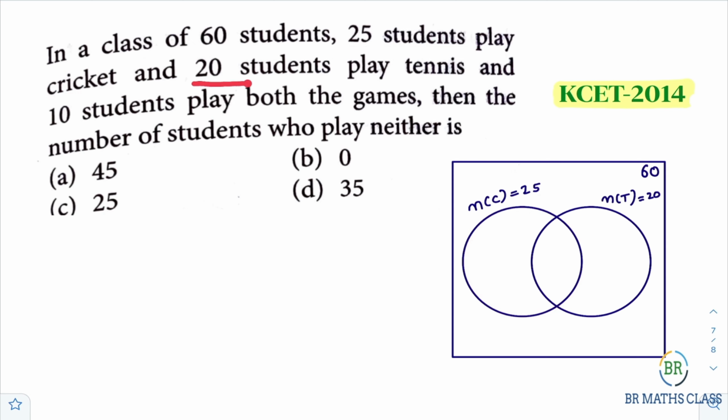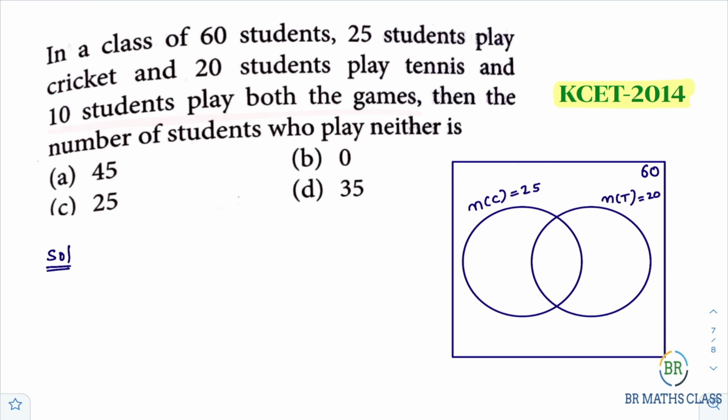Okay, and 20 students play tennis. They given that this is the tennis. I taken n of T, meaning number of students who play tennis. They given it as 20. Okay, now 10 students play both the games. They are saying that 10 students play both the games. Here important thing, first point, what I'll do here, 10 students play both the games.